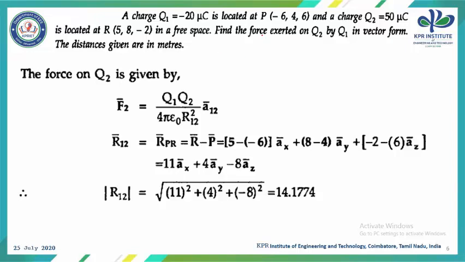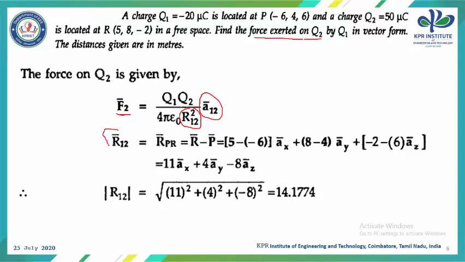Now here you want to find the force exerted on the charge Q2. So F2 equal to Q1 into Q2 divided by 4 pi epsilon naught into R12 the whole squared into A12 vector. Just look at this. This is the unit vector. This is the distance. Q1 and Q2 are the charges. First you want to find this R12 vector.